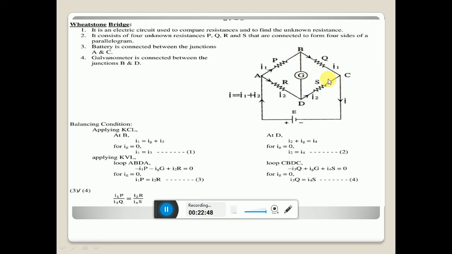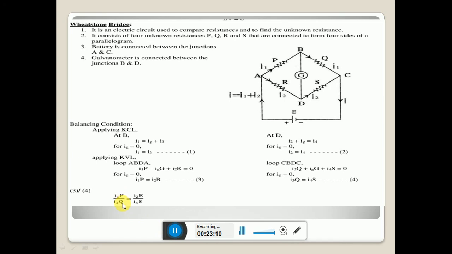ABDCB in the anti-clockwise direction: minus I3 into Q plus I4 into G plus Ig into G plus I4 into S. If you cross-check this equation, the same one will come. So Ig equal to 0 and I3Q equal to I4 into S. If you calculate the ratio I1P by I3Q and I2R by I4 into S, I2 is equal to I4 and I1 is equal to I3.